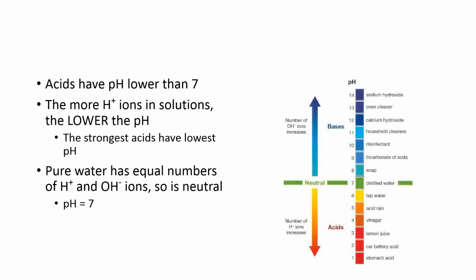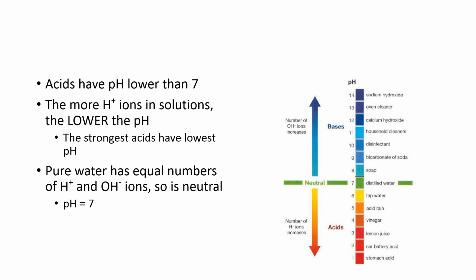Now, acids have a pH of lower than 7. That's because acids produce hydrogen ions in solution. The more hydrogen ions present in a solution, the lower the pH will be. That means the very strongest acids will have the lowest pH.